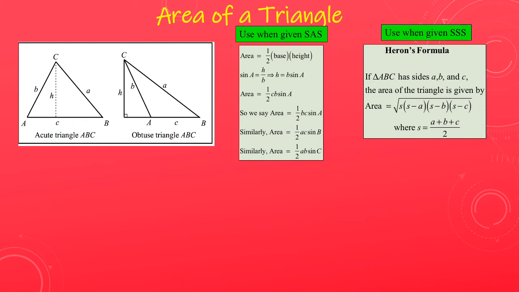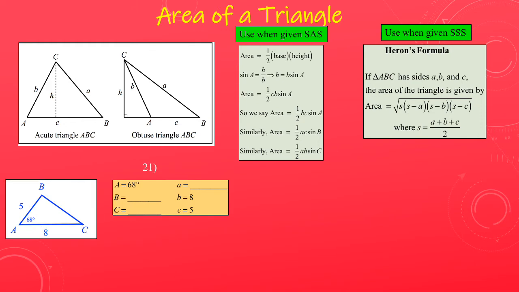And it says that if triangle ABC has sides little a, b, and c, then the area of the triangle is given by the square root of s times s minus a times s minus b times s minus c, where s is the semi-perimeter of the triangle, a plus b plus c all over 2. This doesn't appear to have anything to do with trig, but it does because the formula comes from using one of the trig identities. We will not show that proof.